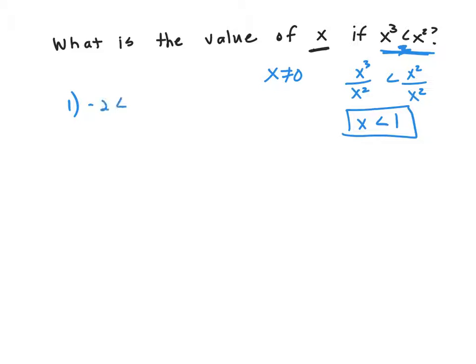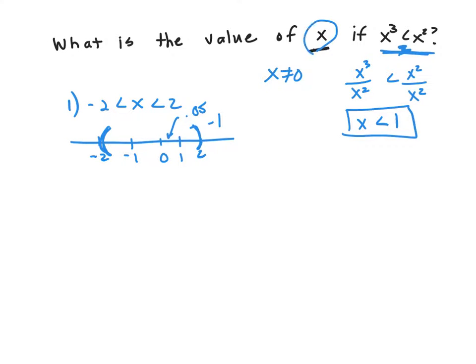Clue 1 says negative 2 is less than x is less than 2. So if this is negative 2, this is 2, negative 1, 0, 1. So x is somewhere in here. And we're trying to figure out what is the value of x. And we know x is less than 1, where x could be 0.05, or x might be negative 1. We know it's in between negative 2 and 2, and x is less than 1, but I can't figure out the value of x. So clue 1 doesn't work by itself.